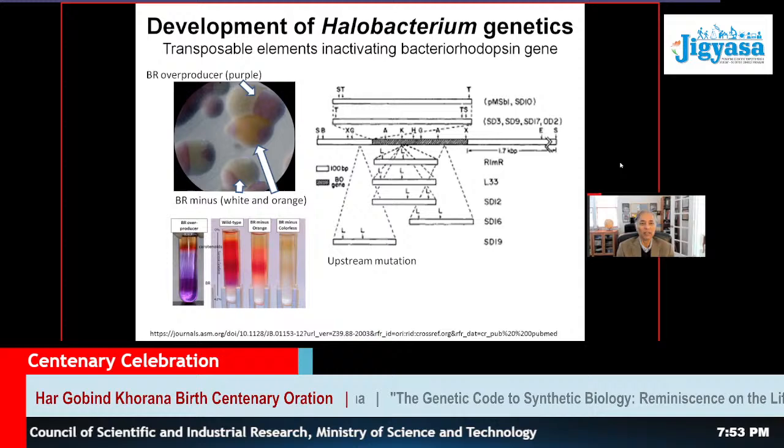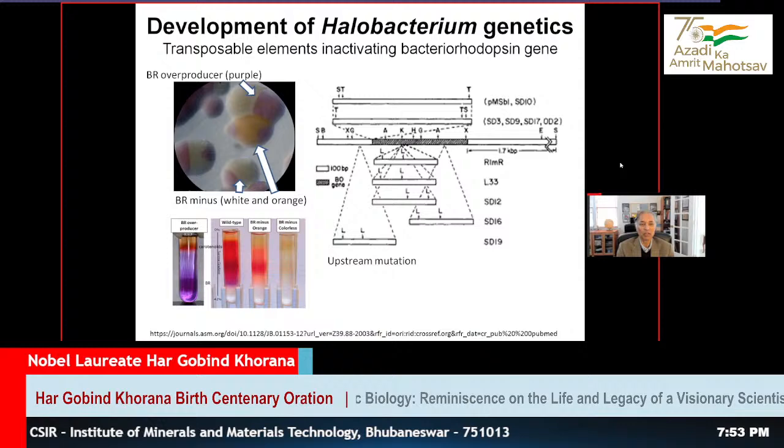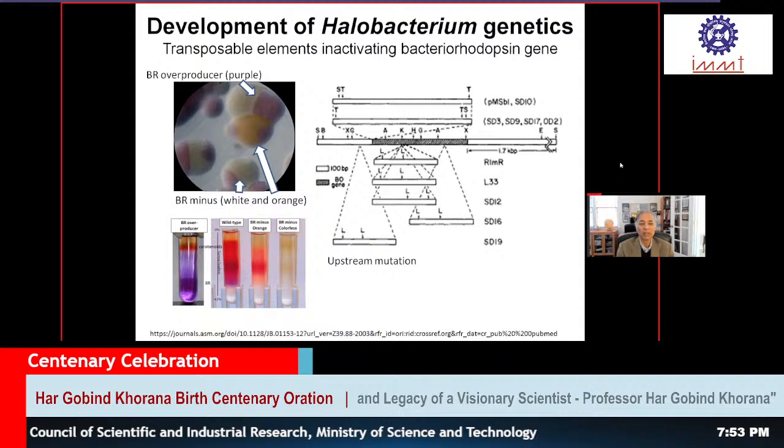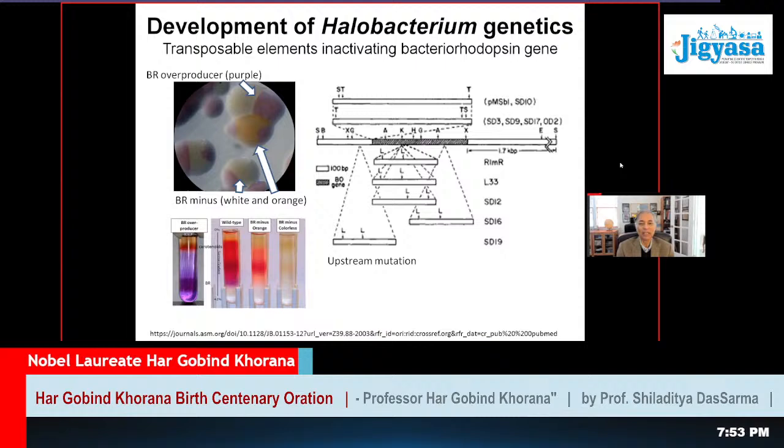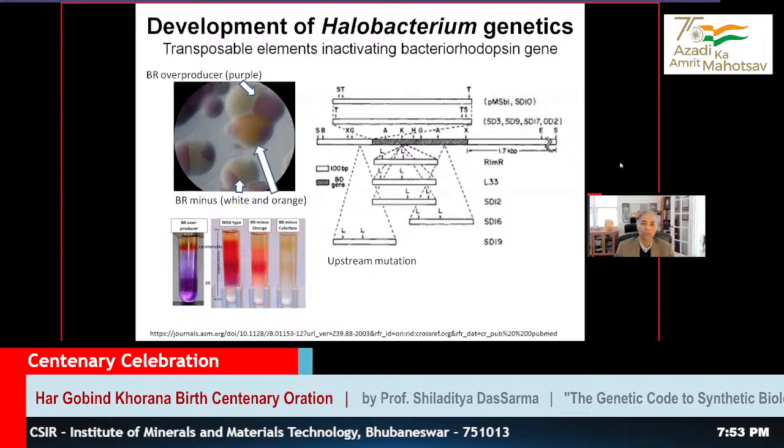There were two different types. I focused on the orange variety, which had lost the ability only to produce the purple membrane, as you can see in the sucrose gradients on the bottom. And on the right are restriction maps to show where the insertions occurred. And there were two different types of insertions.